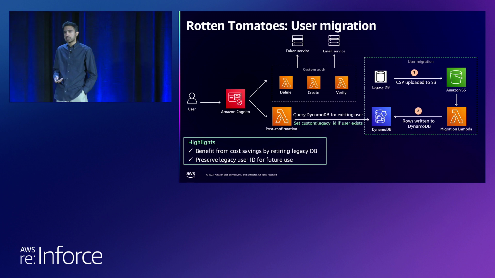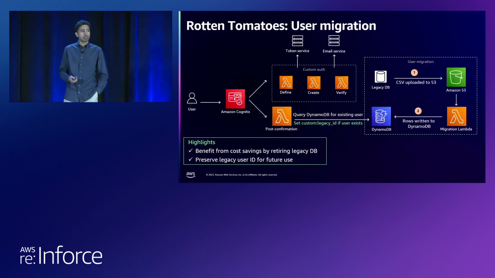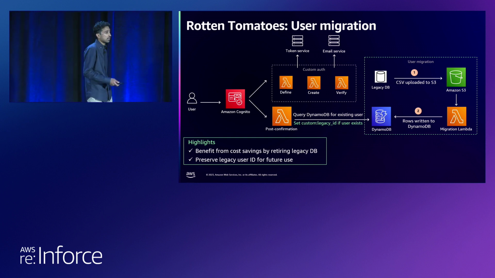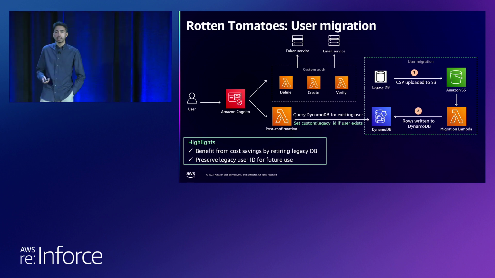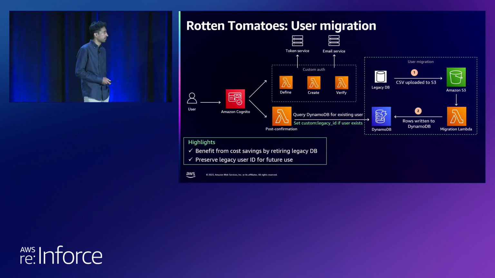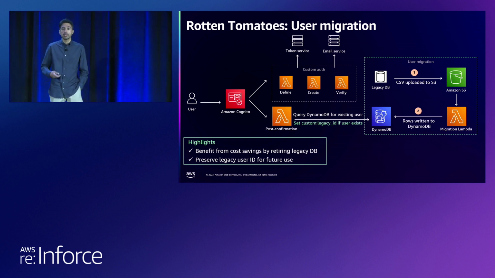So once a user logs into Cognito for the first time and post-confirmation is invoked, it will query DynamoDB to look for an existing legacy user account. And if that account is found, it will copy over profile attributes to their Cognito profile, including their legacy ID, which is preserved as a custom attribute. Now, post-confirmation is also responsible for triggering our ID remapping process.